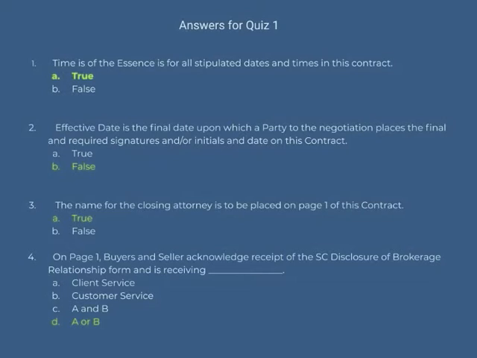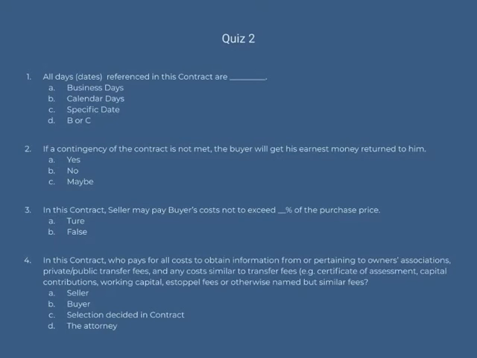The name for the closing attorney is to be placed on page 1 of this contract. True. Remember there's a blank for you to put in the name of the attorney that's going to be doing the closing. Number 4, on page 1, buyers and sellers acknowledge receipt of the South Carolina Disclosure of Brokerage Relationship form and is receiving blank. The answer here is D, as in David, A or B. They are receiving either client service or customer service. Remember, it is essential that they initial the spot on the contract and they declare which service they are expecting to receive. Now let's look at quiz 2. Take your time, go through it, find the answers yourself, and then we will go over. So stop the recording, go find your answers, and then come back.